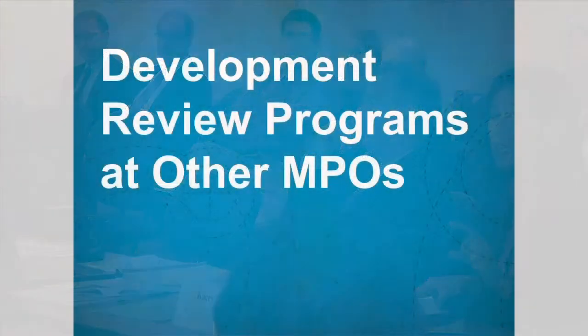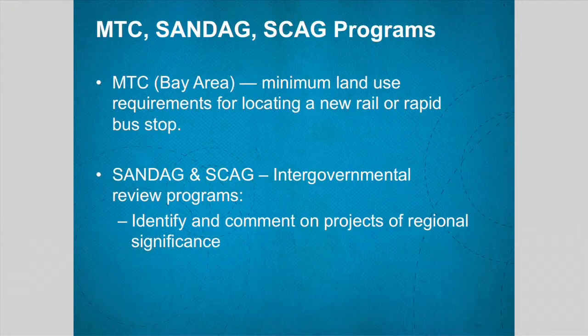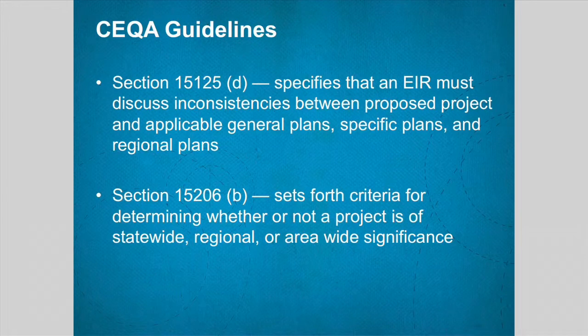Now, I would like to briefly go over some of the research that we did on other development review programs in the state, and I have one example from outside of the state. Our sister agencies in the Bay Area, Southern California, and San Diego have different aspects of a development review program. In the Bay Area, MTC is specifically focused on land use criteria around new major transit stops and funding those. In the San Diego and LA regions, these programs are broader. They're intergovernmental review programs, shaped by the CEQA guidelines. I've got a summary of the two sections from CEQA that are particularly used as a basis for their comments. You may hear the term projects of regional significance. This is often used in air quality, and it's actually also in the CEQA guidelines.